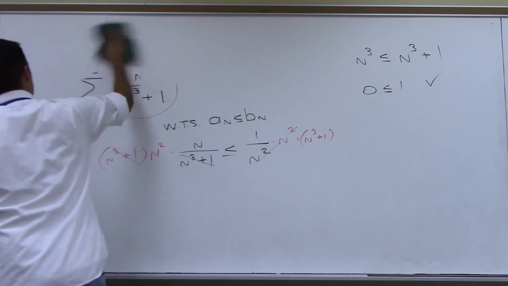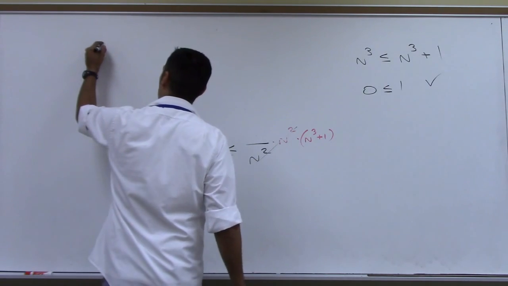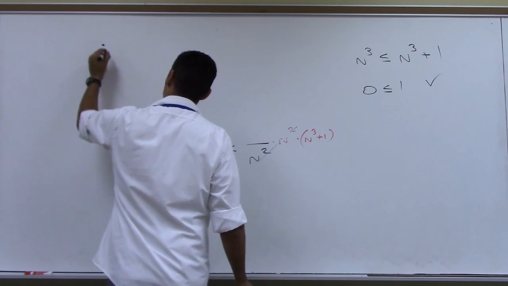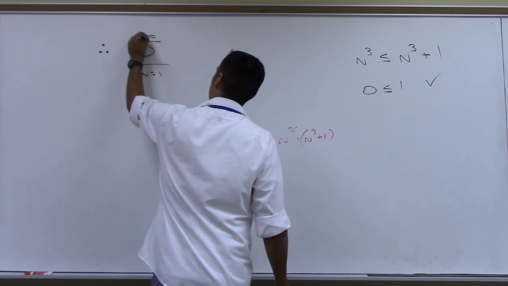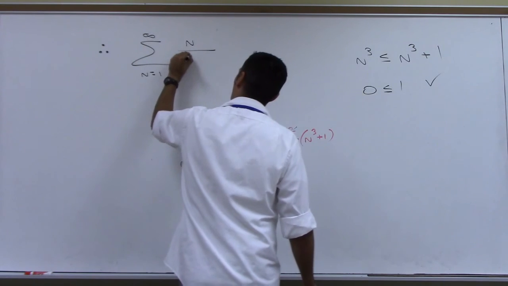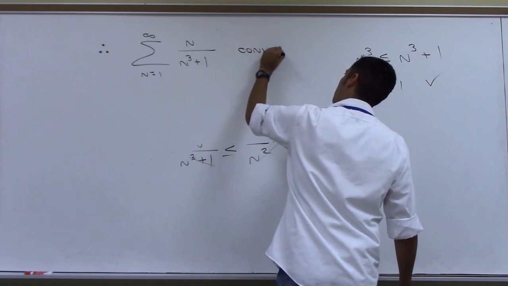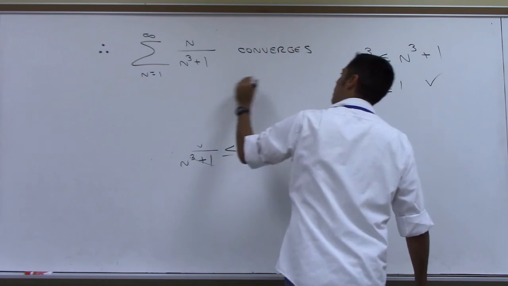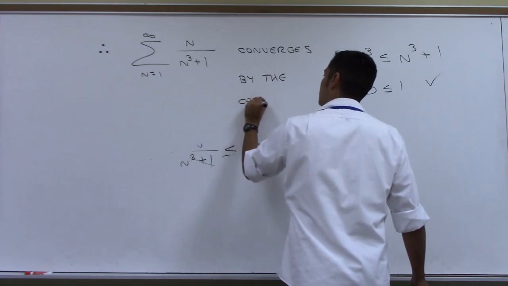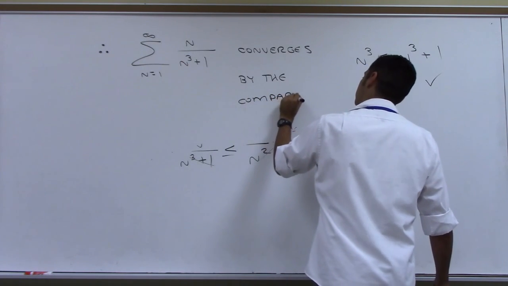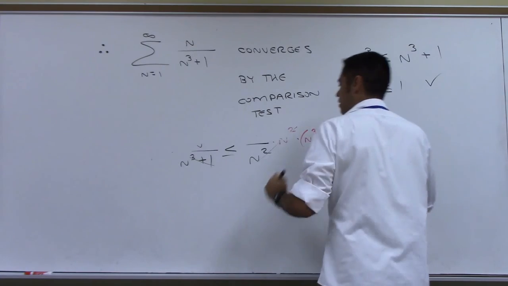So am I done? No, I'm not done, because now I'm going to conclude. I'm going to say, therefore, the series n equals 1 to infinity of n over n cubed plus 1 converges by the comparison test. Done.